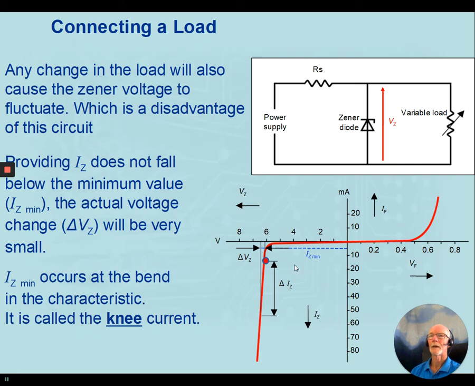Now, to get our Zener to operate effectively, we get it past the knee down into its operating range to start with.